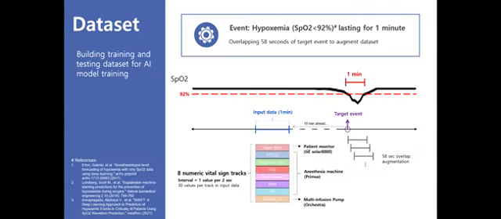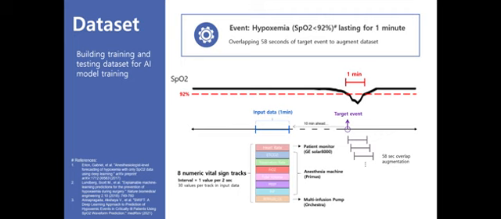Hypoxemia event is defined as an event with SpO2 under 92 lasting for a minute. Input data is 1 minute length data from 10 minutes ahead of the target event. The input data consists of 8 numeric vital signs: HR, ECO2, RR, FiO2, TV, PEEP, PIP, RFTN20_CE. Each value is recorded per 2 seconds, which means that 1 minute data contains 30 values from each track. To increase target event data, we augmented hypoxemia events by 2 seconds interval.